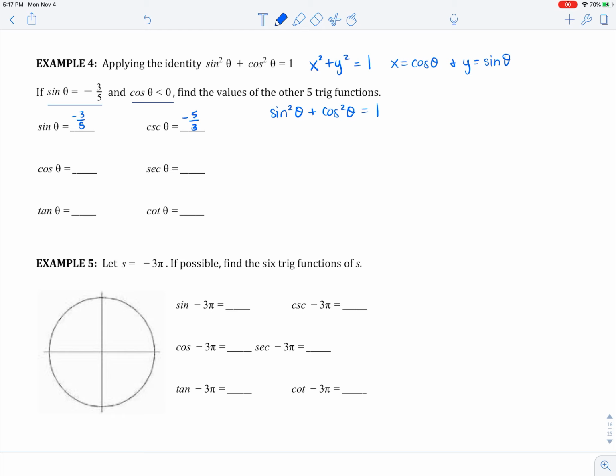So let's use this identity. Sine is negative 3/5. So substitute that in. We have negative 3/5 squared plus cosine squared equals 1. Negative 3/5 squared is 9 over 25. Bring everything else down. And I'm going to rewrite 1 as 25 over 25 so that I have a common denominator, because I see that I'm going to have to bring over that 9/25. So subtract 9 over 25 from both sides.